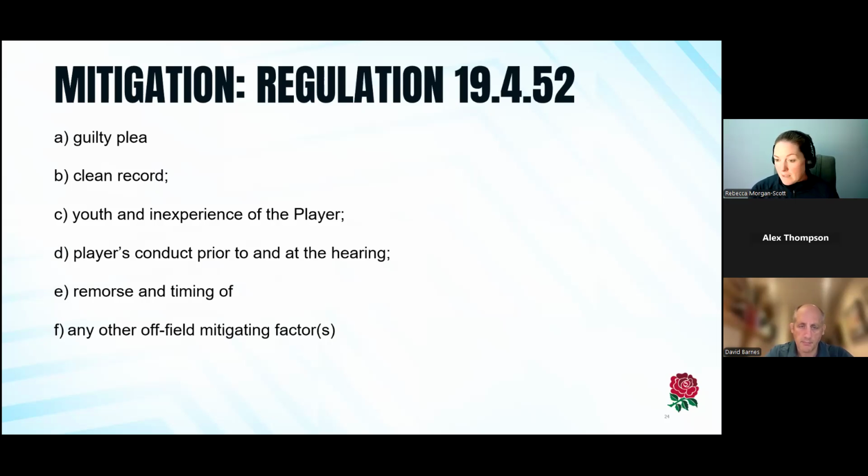So if we've got a starting point of say 6 weeks, that will take you down to 3 weeks if you're able to demonstrate that you can tick all of those boxes.